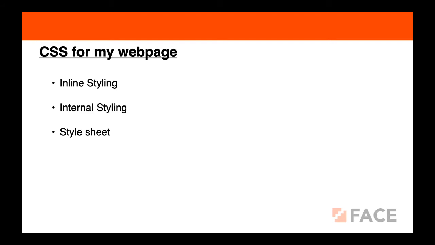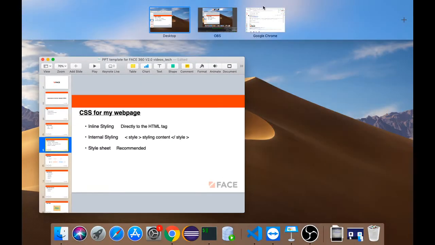So when we start with CSS, we have three different stylings for my web page. Okay, we have three different stylings. First is inline styling, which is definitely not recommended. What is inline styling? It is when we write the styling next to the HTML tag itself. For example, I'll show you.